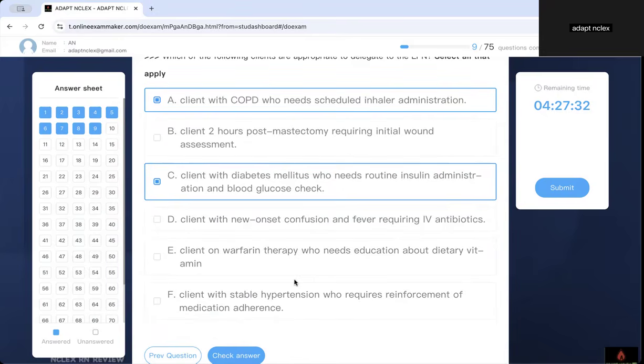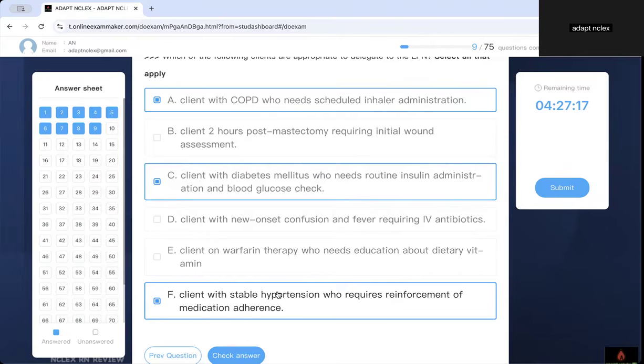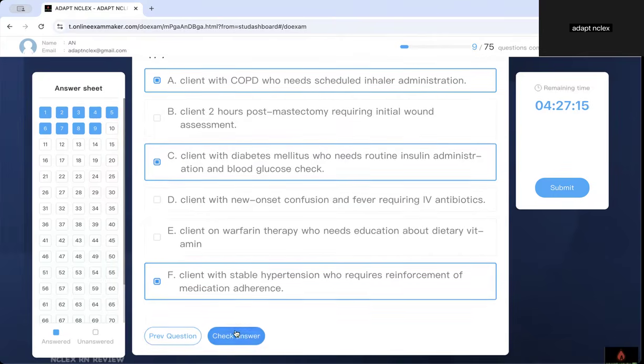A client on warfarin who needs education about diet. Education, out. It is the RN who provides the initial education. A client with hypertension requiring reinforcement. The word reinforcement is in the vocabulary of what? The LPN.